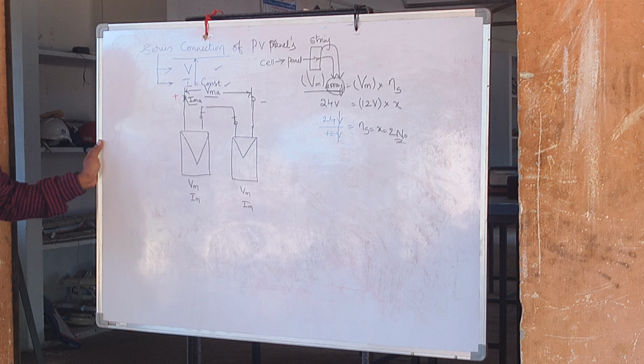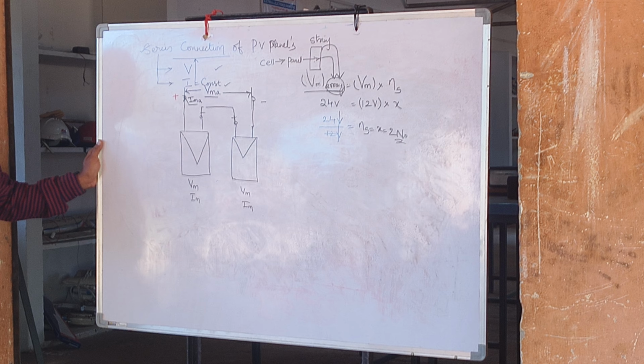For example, to understand this problem, I have a solar panel. Let us take the maximum voltage of the solar panel as 12 volts, but I require the array voltage as 24 volts. How much voltage? 24 volts.